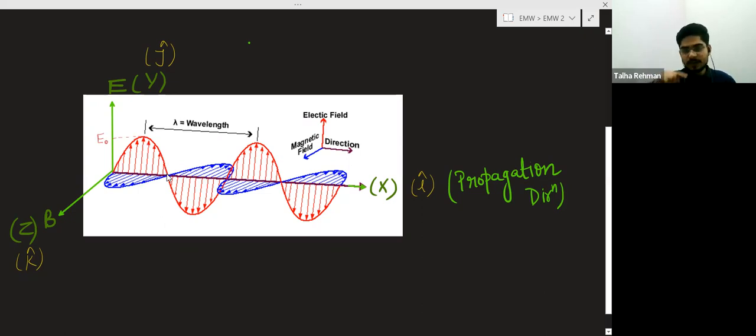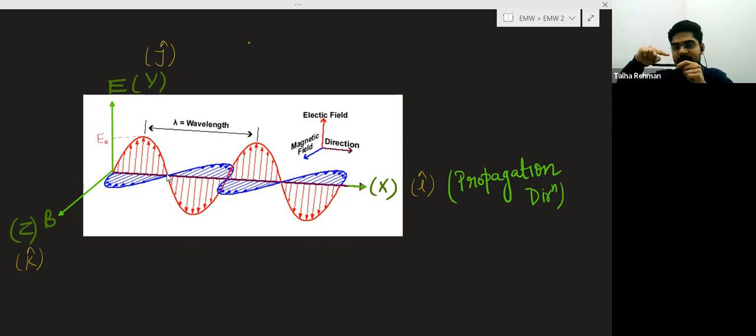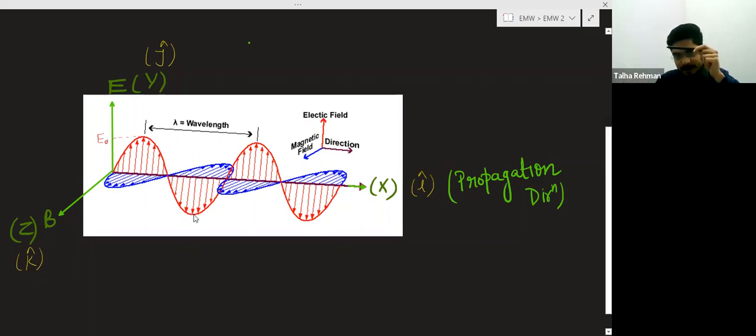Decreasing. Okay, first the electric field is increased like this, then it is decreasing like this, and finally the electric field becomes zero, like this and like this. And after that what is happening? See the red color graph: here again the electric field is becoming maximum.